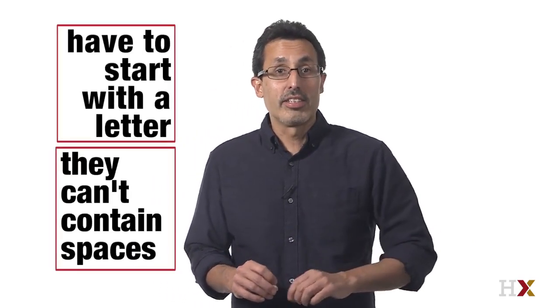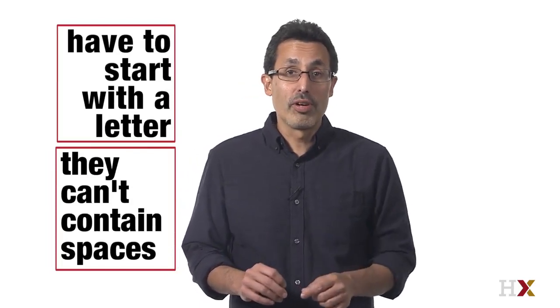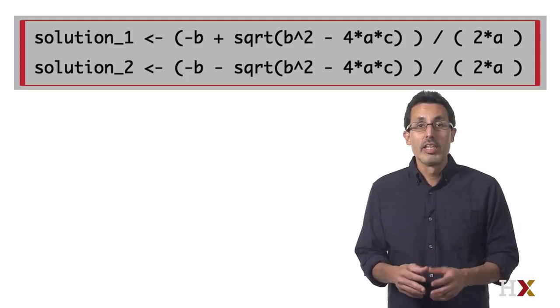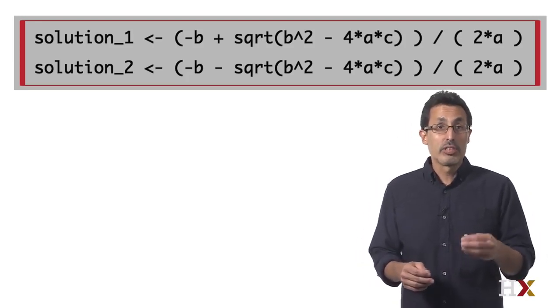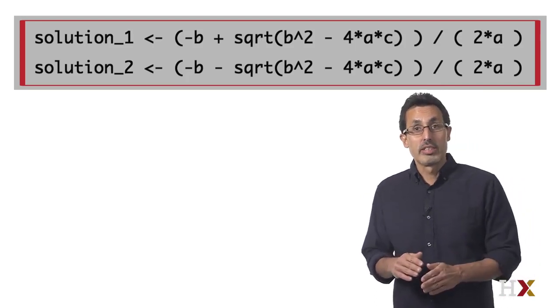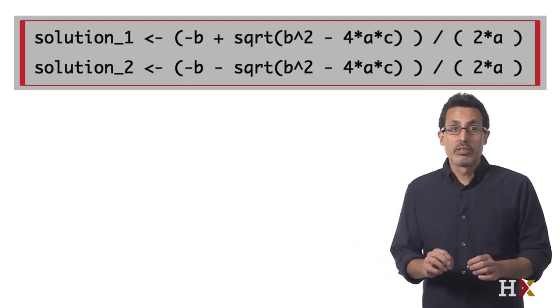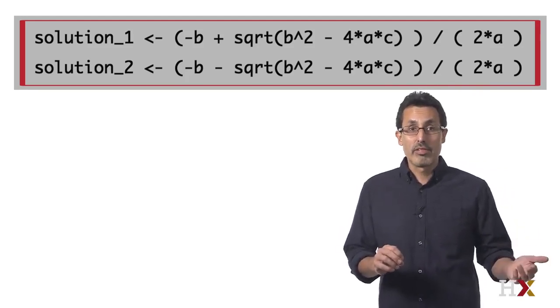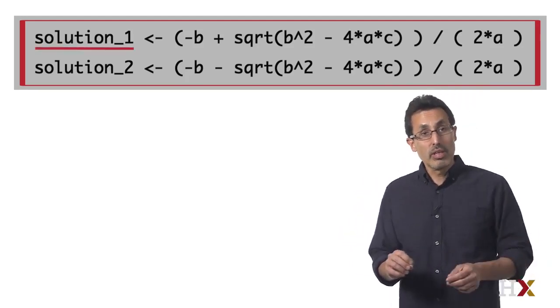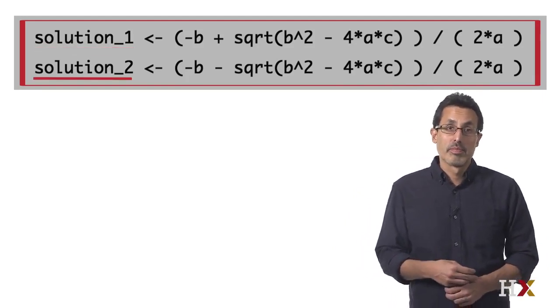Some basic rules are that they have to start with a letter and they can't contain spaces. You also want to avoid using variable names of objects that are already defined in R, because that will cause a lot of confusion. For example, don't define a variable and call it install.packages, because that's already a function in R. A nice convention to follow is to use meaningful words that describe what is stored, stick to lowercase, and instead of spaces, use underscores. So for example, for the two solutions in the quadratic formula, we can use the names solution_1 and solution_2.